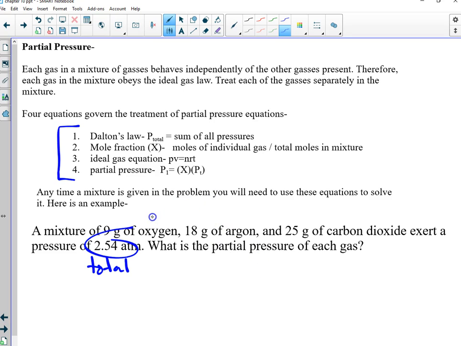I will save you some time. Oxygen is 32 grams per mole. Argon is 40, right? And carbon dioxide is 44.